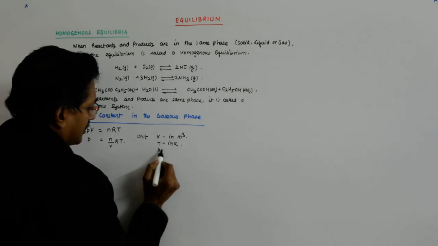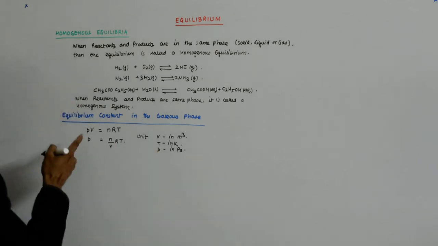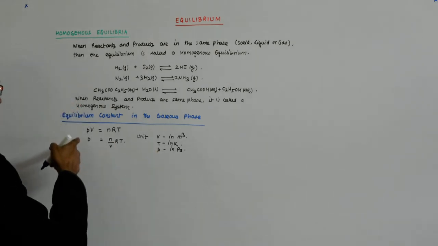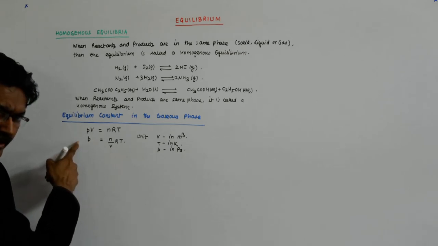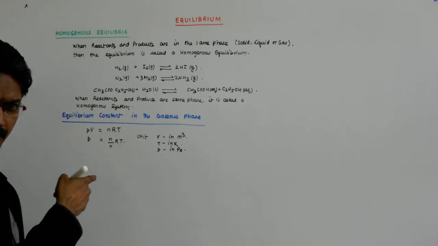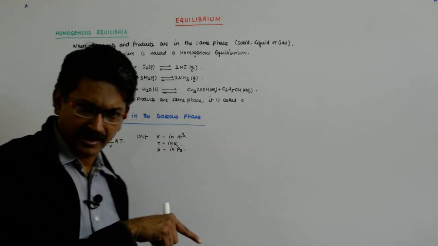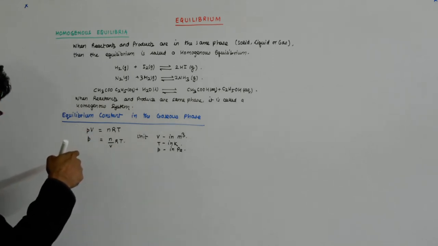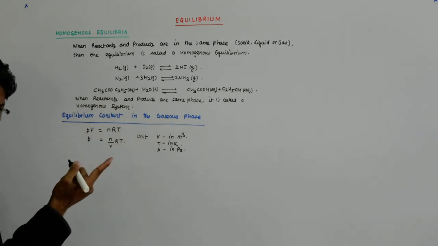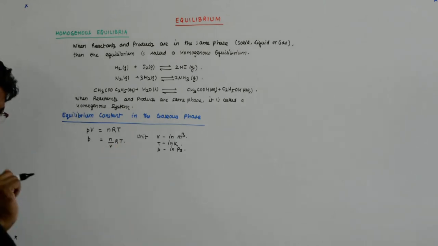So P, normally in atmosphere or say in Pascal, if you put it in Pascal, then what happens? It used to become joule per mole per Kelvin. Do you remember that? Because it's Newton per meter squared multiplied by V, that is meter cube, so it became Newton into meters. So it depends. Now just try to think.